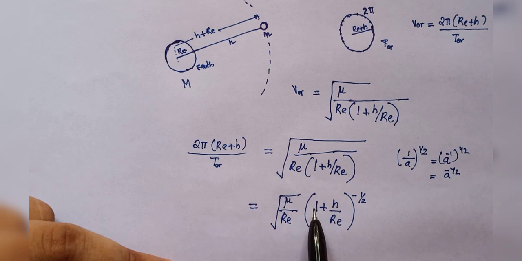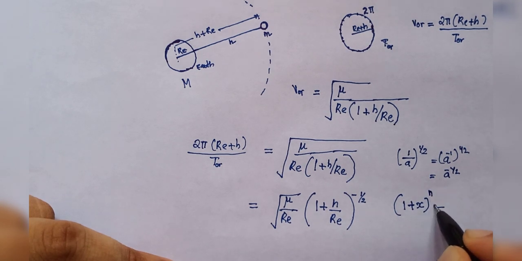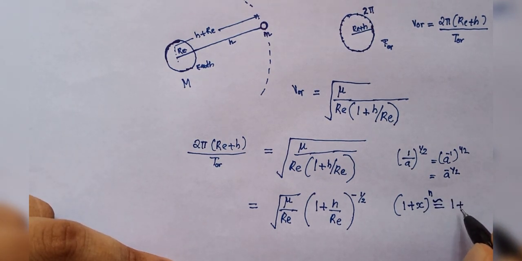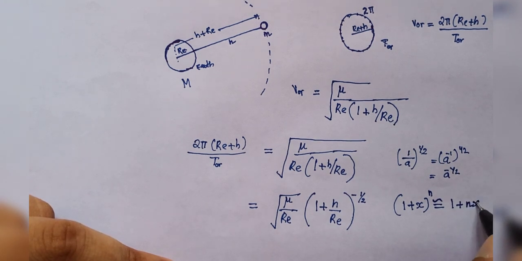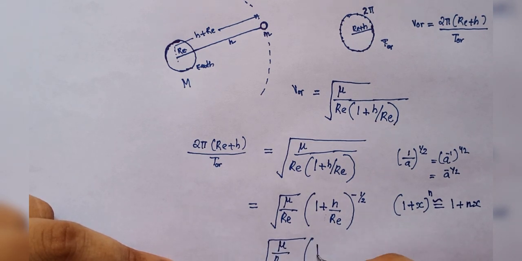Now, if you closely observe, this is actually 1 plus x to the power of minus 0.5, that is, 1 plus x to the power of minus 1 by 2. So you can make one more approximation. (1 plus x) to the power n is approximately equal to 1 plus n times x, for very small x. Here the n value is minus half, and our x is h by Re. So this expression becomes root of mu by Re into (1 minus h divided by 2 times Re). I hope this equation is very clear for you.